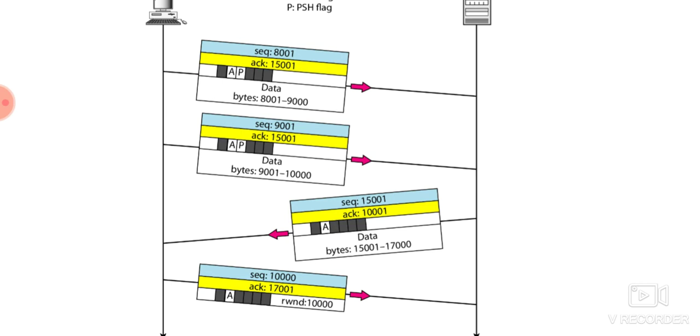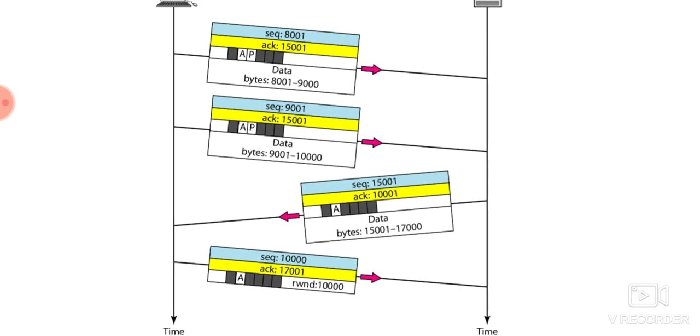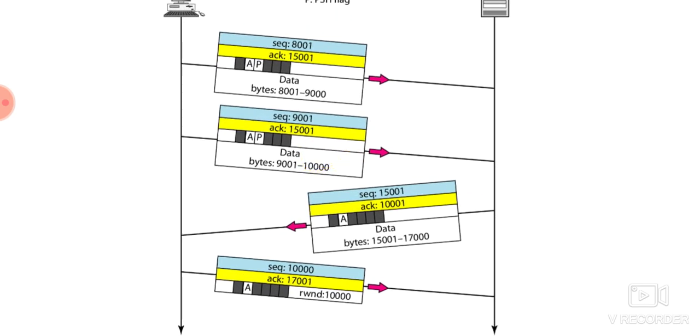We are transmitting 2000 bytes at a time. So we are transmitting 8001 to 9000, then again 9001 to 10000. This is the sequence number 8001, then we have 9001. We have transmitted here 10,000 bytes. So what will the receiver send? The receiver will send ACK 10,001, so that we can transfer the data from 10,001. ACK 10,001 means the receiver has successfully received the data before this particular byte. That means the receiver has received up to 10,000.